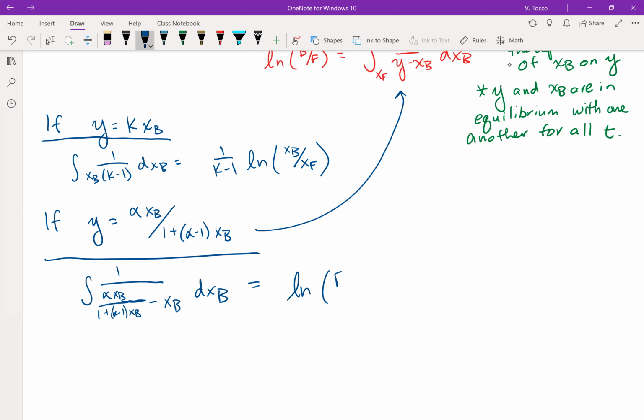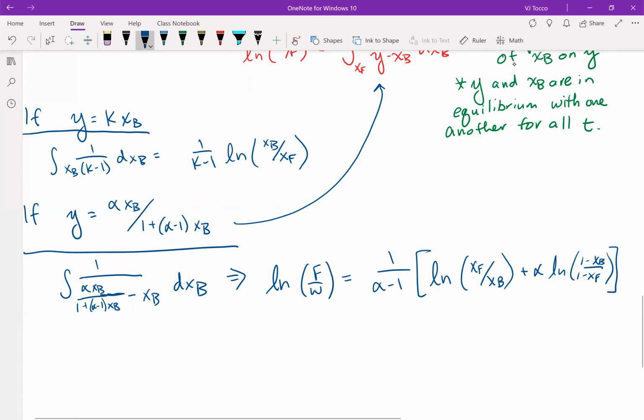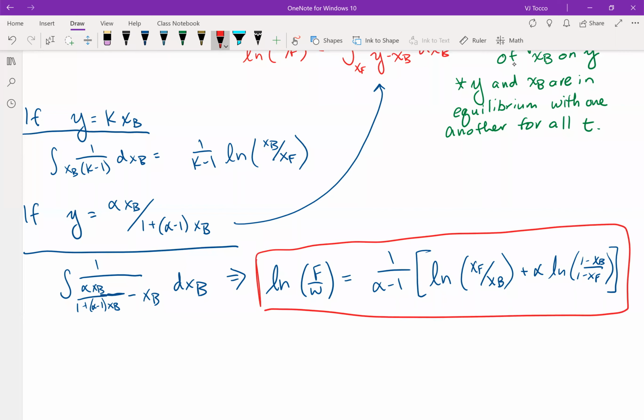So again, I'm skipping a lot of algebraic steps here, and I actually have not tried to do this by hand. That looks like a pretty challenging integration. You need to break out your integral tables. That's ln of f over w equals 1 over alpha minus 1 times the ln of... Okay, sorry about that. I had to check my notes really closely because sometimes I write this equation wrong and it causes confusion. I'm pretty sure that this is the correct form of this integration.